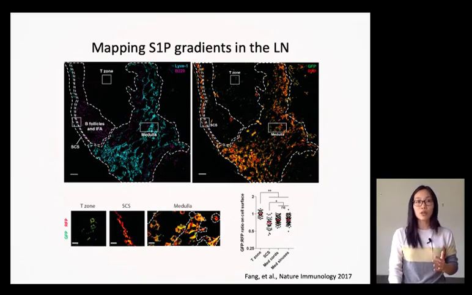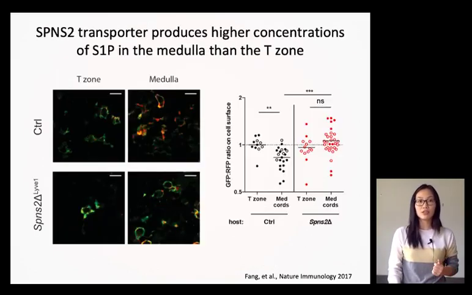We did verify the fidelity of the reporter in several ways that I don't have time to show here. But we next wondered, how might we disrupt this gradient and what's required to generate it? What we found is when we transferred bone marrow from reporter mice into irradiated host mice, where spinster2 could be deleted by an inducible Cre-Lox system, we were able to see what the reporter would show in a spinster2 deficient mouse. Remember, spinster2 is a transporter of S1P expressed on lymphatic endothelial cells. You can see here that in the absence of spinster2, the gradient between the T-zone and the medulla is now flattened, and quantification is shown on the right side.